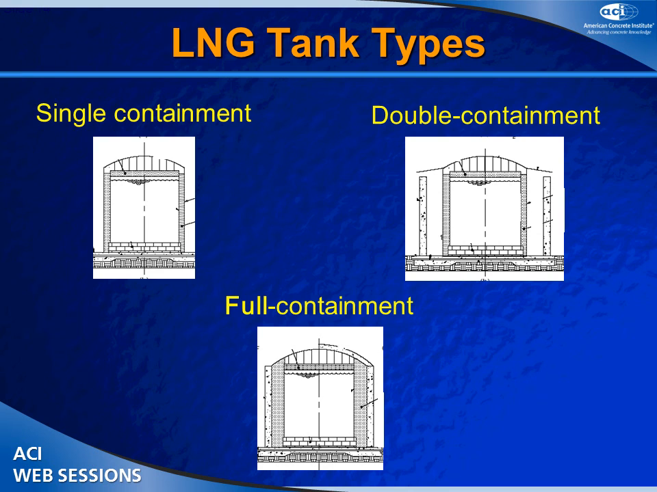And then a full containment, very similar. What's the big difference between double containment and full containment? The roof is actually attached to the outer containment, so our vapor containment actually happens in the full containment out of the secondary containment wall.